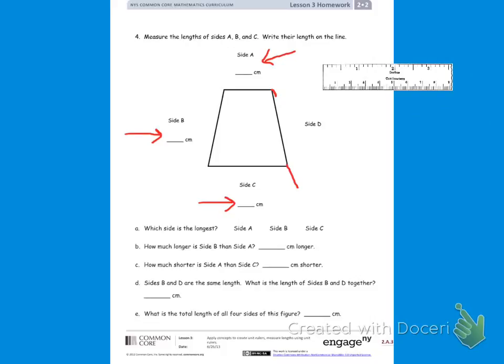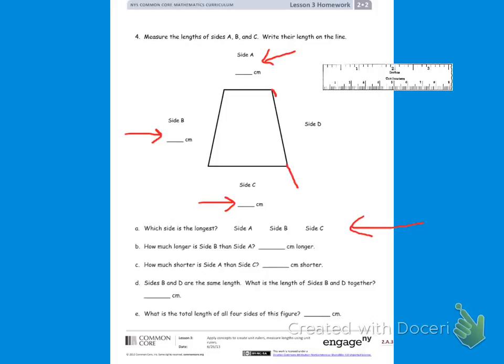Going to the bottom of the worksheet, item lowercase a says, which side is the longest? So take a look at the numbers you've written where it says side A, side B, and side C. Which number is the longest? Circle either side A, side B, or side C right here.